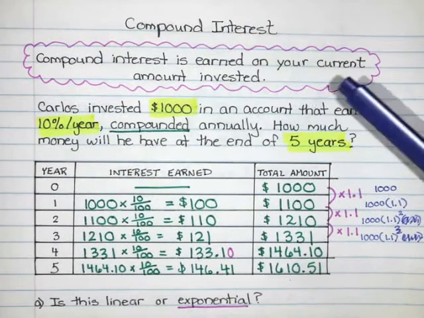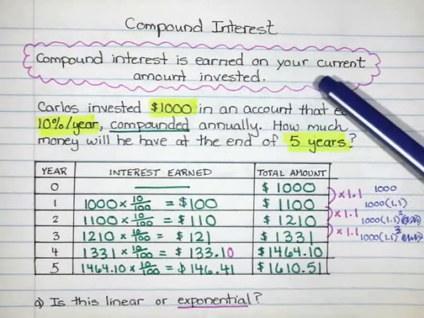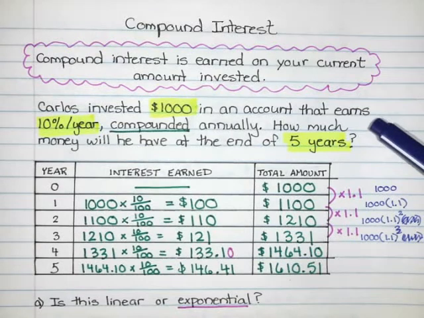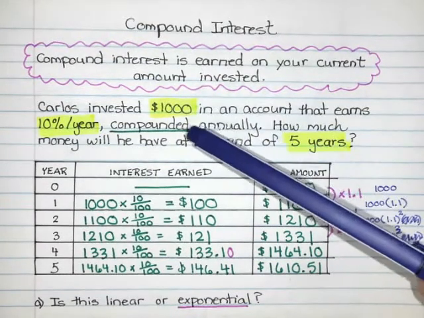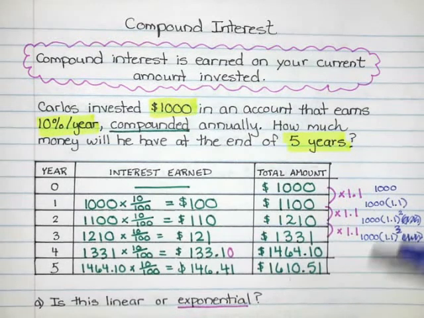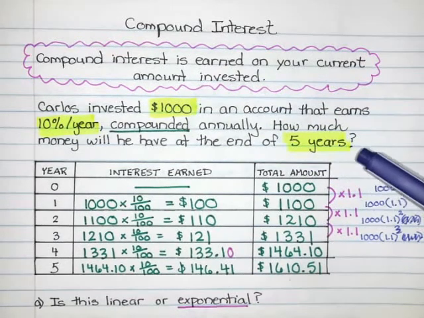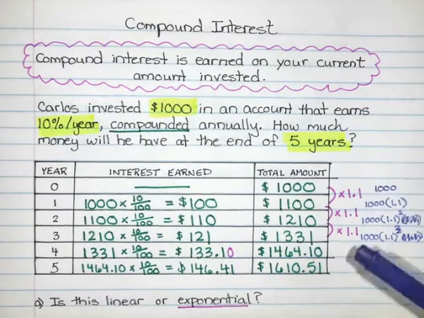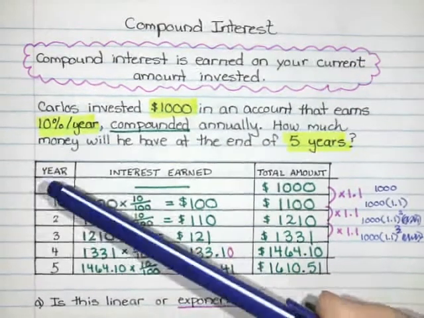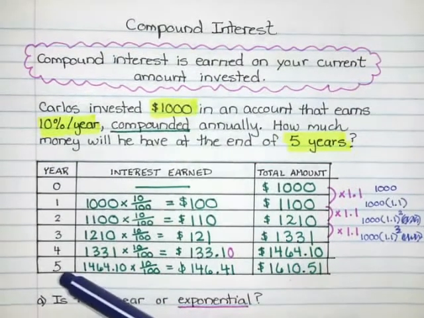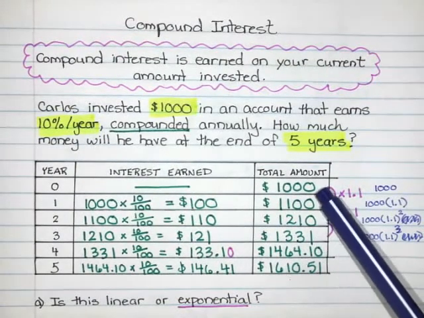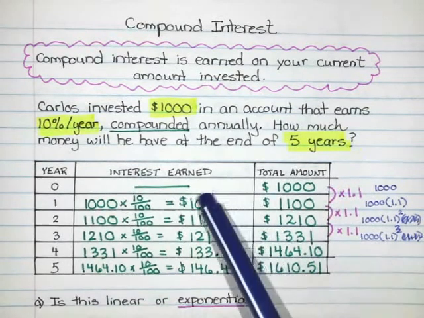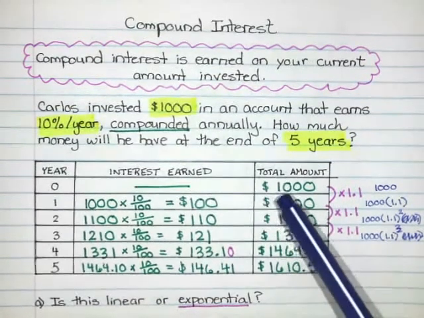So our example here says Carlos invested $1,000 in an account that earns 10% per year compounded annually. The word compounded is how I know this is compound interest. How much money will he have at the end of 5 years? So I made a table of values for year 0 to year 5. In year 0, that's basically when Carlos went to the bank and opened his account. He put $1,000 in, he didn't earn any interest right away, he just opened his account.